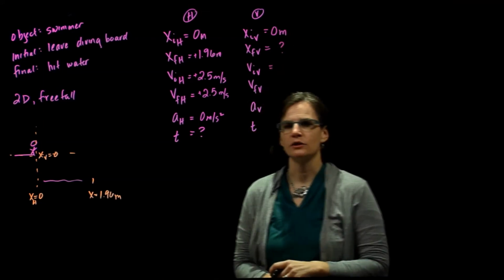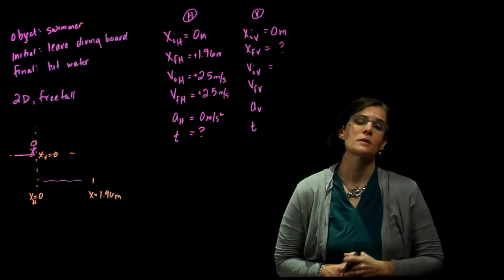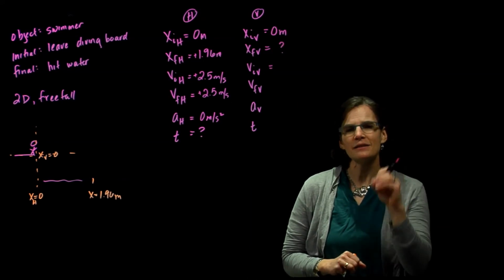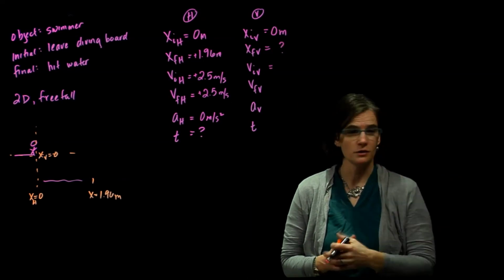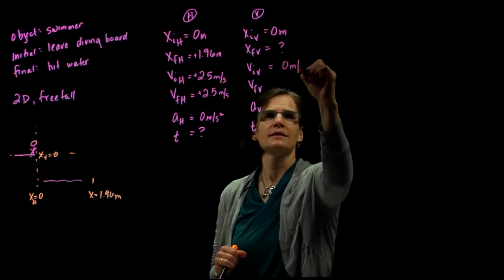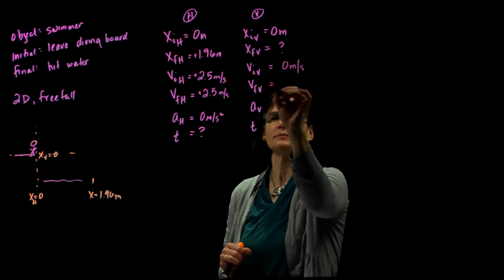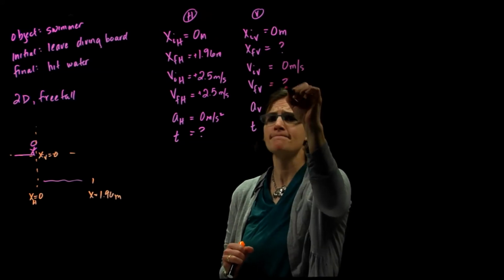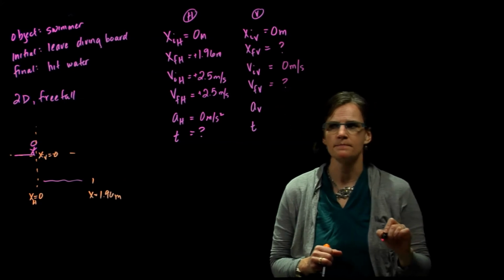Initial vertical velocity: the problem says he runs purely horizontally. So it's as if he is dropped in the vertical dimension. There's no initial vertical motion, so that is 0 meters per second. Final vertical velocity? We don't know. It's not given in the problem.